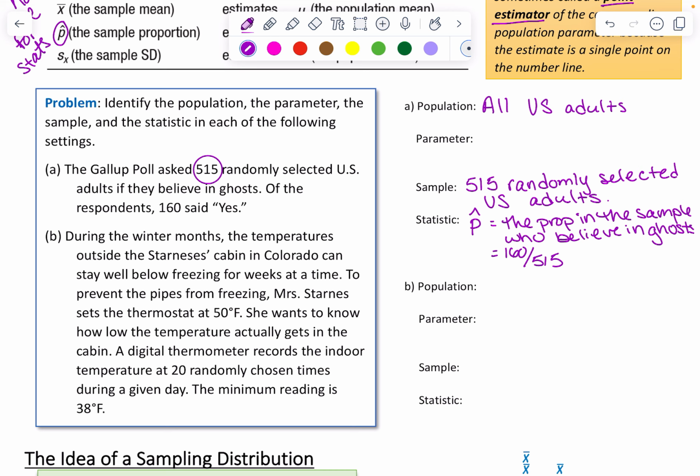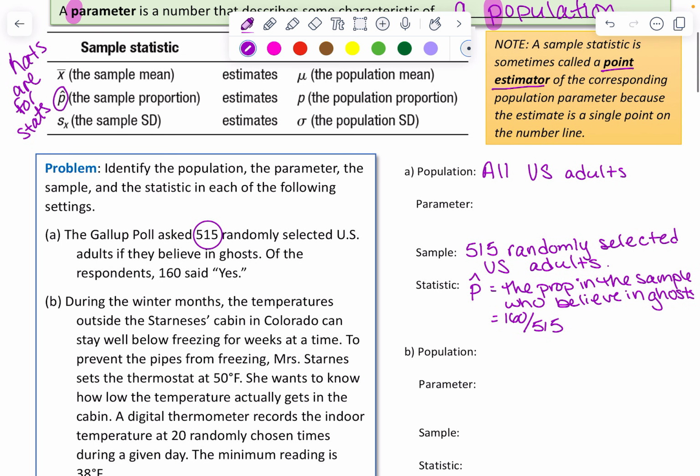Okay, the parameter is the same thing. It's the proportion who believe in ghosts, but for the whole population. And if we look back over here, for the population, it would be just regular P, not P hat. So this is the proportion of all U.S. adults who believe in ghosts. And I don't have a fraction for that because we don't know the proportion of all adults who believe in ghosts.